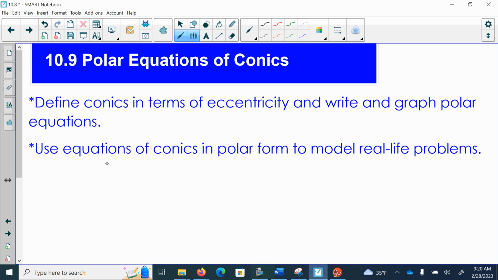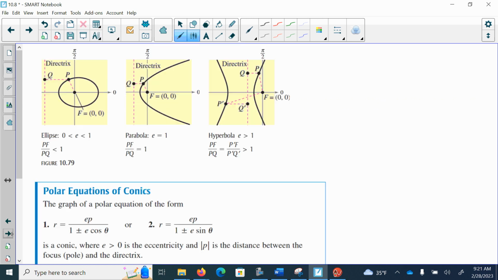Now I'm going to move on to polar equations of conics. So when we go into this one, we're supposed to use eccentricity to write and graph a polar equation. We're not going to do that. And we're going to use equations of conics to model real life. Probably not going to do that either. Well, we're not. So here's what you're doing.